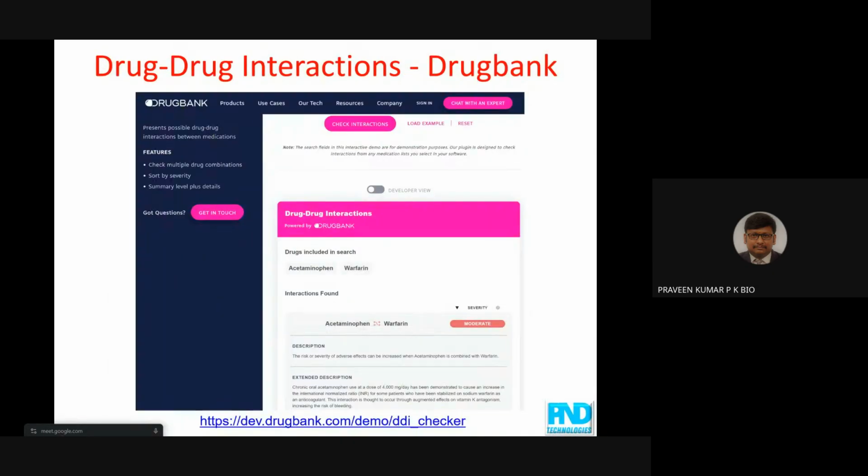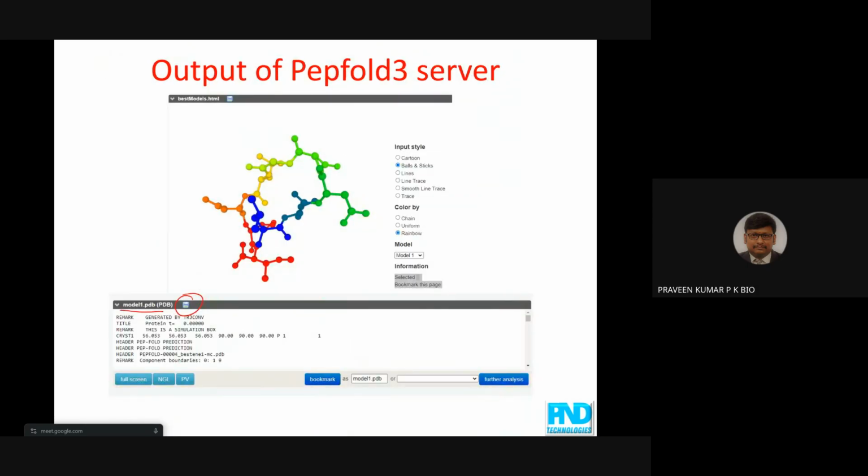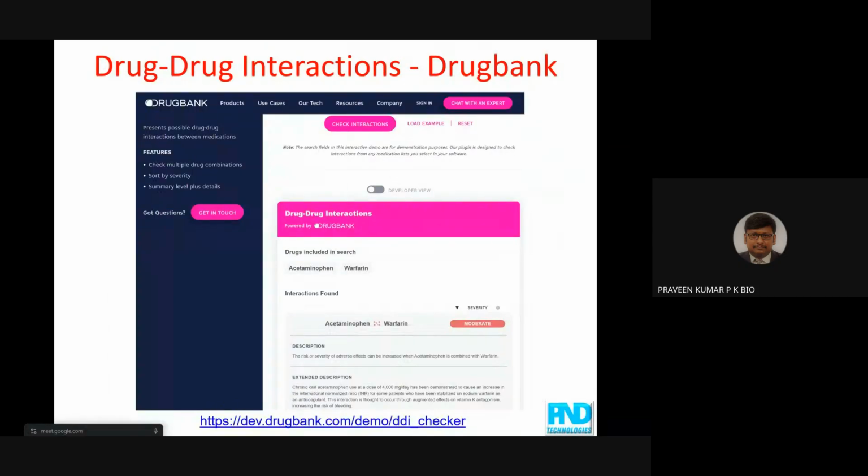The next topic we'll be discussing is drug-drug interactions. Till now we have discussed how to assess drug likeness and how to assess the ADMET properties. Other than this, we also discussed how to model chemical compounds if the structures are not available in PubChem, and how to model peptides if they are not available in databases. The next thing we'll be discussing is the effect of one drug on another drug.